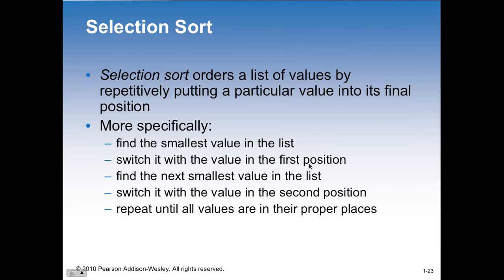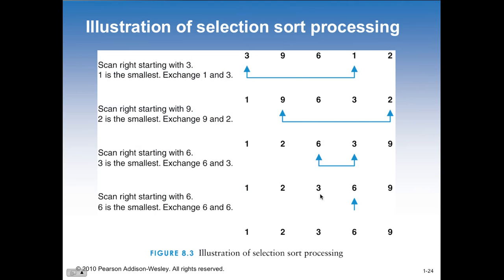Switch it with the value in the first position. So you can sort from small to big, from big to small. Find the next smallest value in the list. Switch it with the value in the second position. Repeat until all the values are in the proper position. So you're ordering it in terms of the relative positions of the first entry or the last entry, depending upon how you want to do it. And this is called the selection sort.